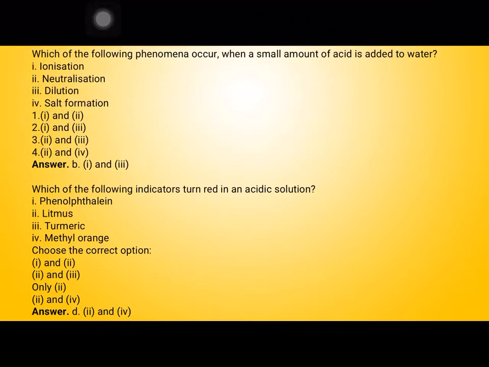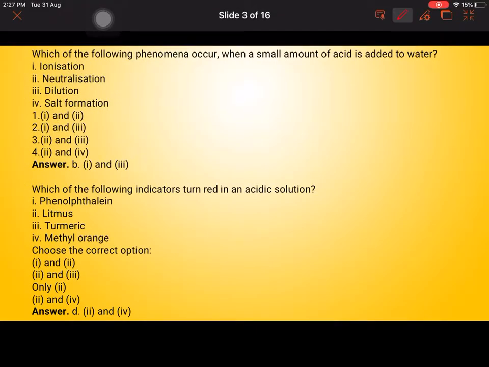Next: which of the following phenomena occur when a small amount of acid is added to water? When acid is added to water, the first things happening are ionization and dilution. Which of the following indicators turns red in an acidic solution? Litmus paper turns red, and methyl orange also turns red. So the answer D will be there.